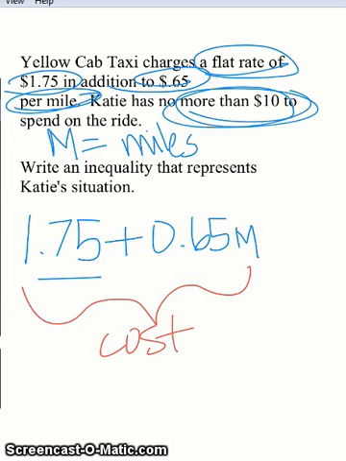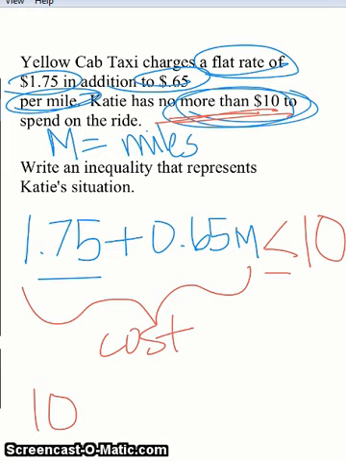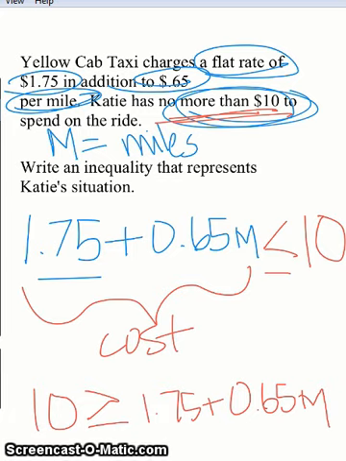Now we can finish this up as an inequality. That cost has to be no more than $10, which means that amount has to be less than, or it could even be equal to, $10. Could flip it around. $10 to be greater than or equal to $1.75 plus 65 cents, or 65 hundredths times M. There we go. How'd you do?